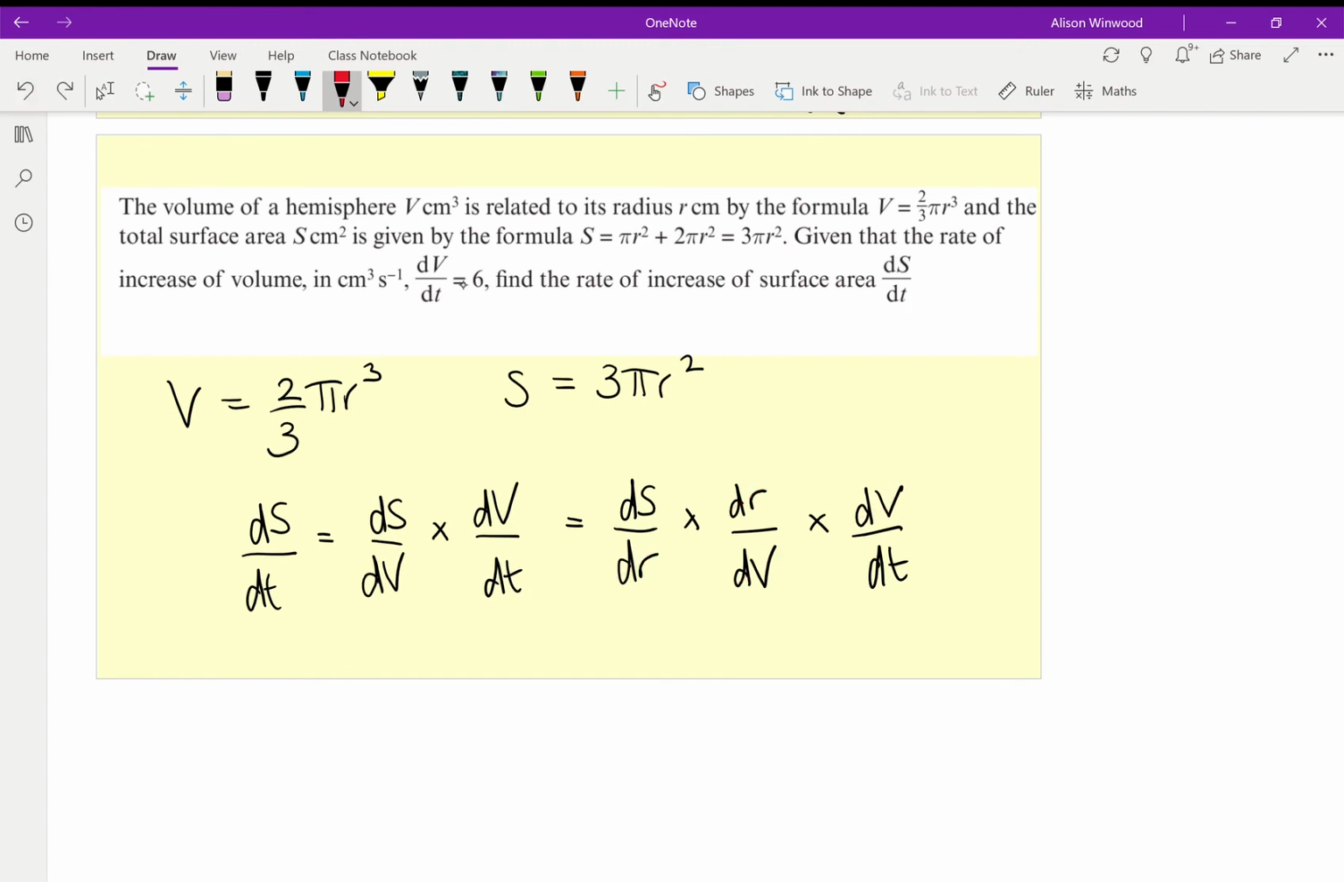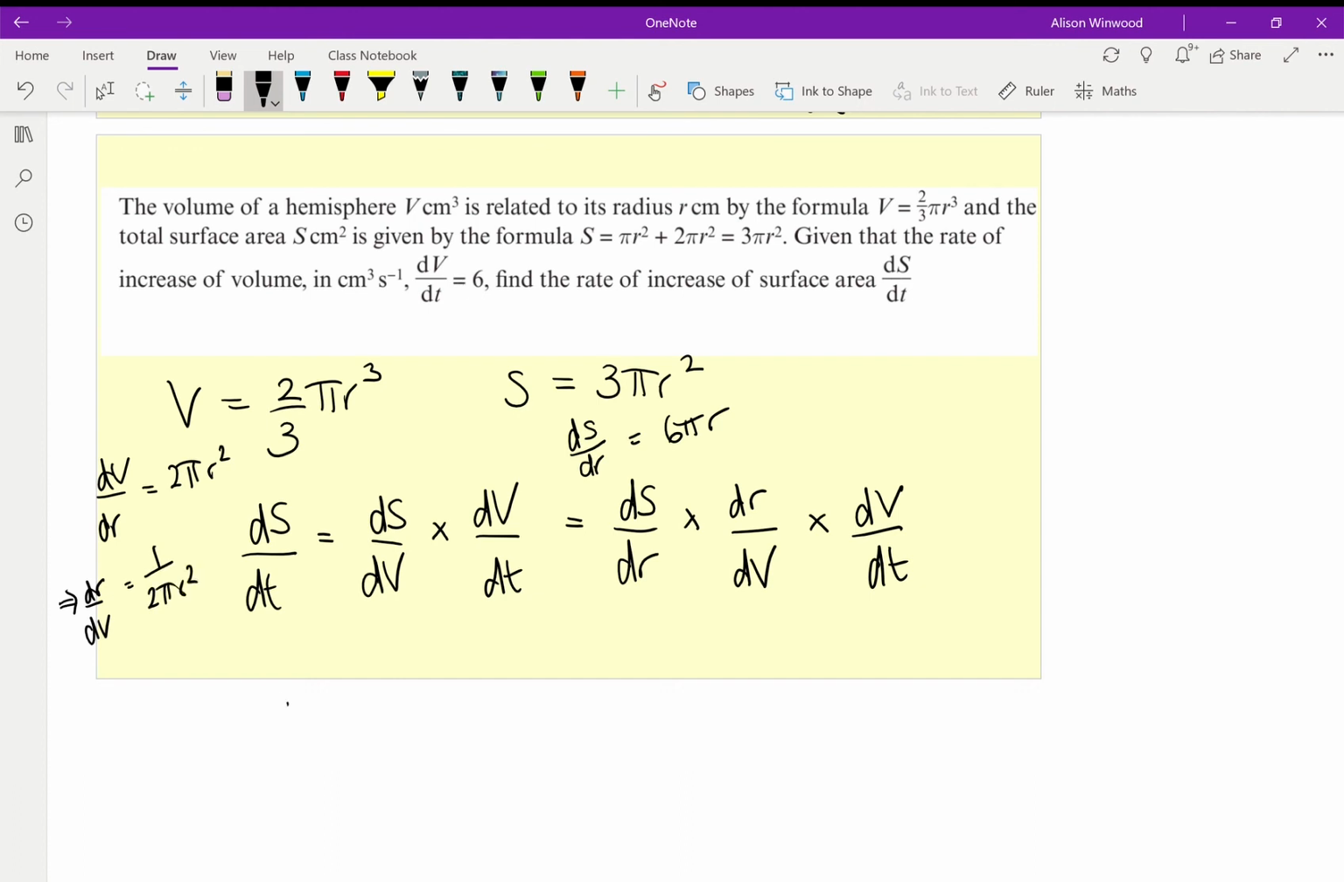So dV by dt we know is 6. dS by dr, well, we've got S, so we can find dS by dr just by differentiating, we get 6 pi r. dr by dV, well, we don't have r in terms of V, but we do have V in terms of r. So we can work out dV by dr, which is 2 pi r squared. And therefore dr by dV is just the reciprocal, 1 over 2 pi r squared.